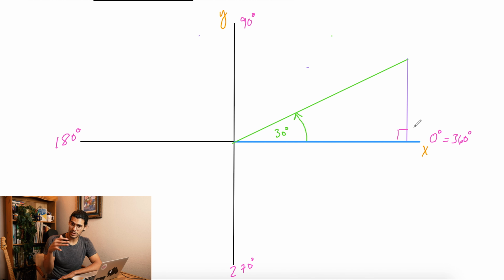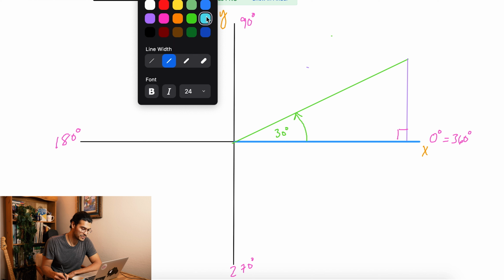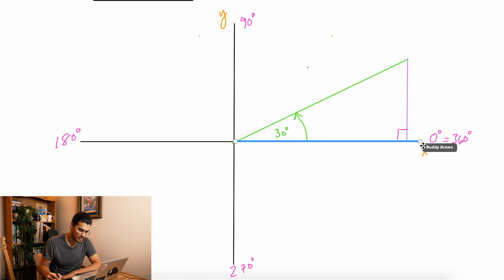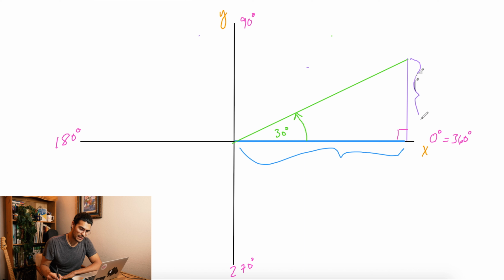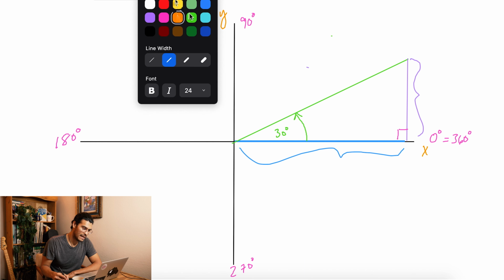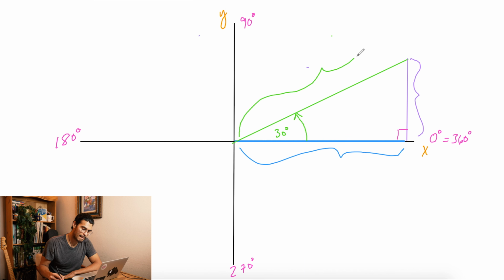It may be in a different position for other angles. For right now, we're talking about this one here. Now we've formed a right triangle where its bottom side is this here, its vertical side looks like this. And then this side here, we call a hypotenuse.